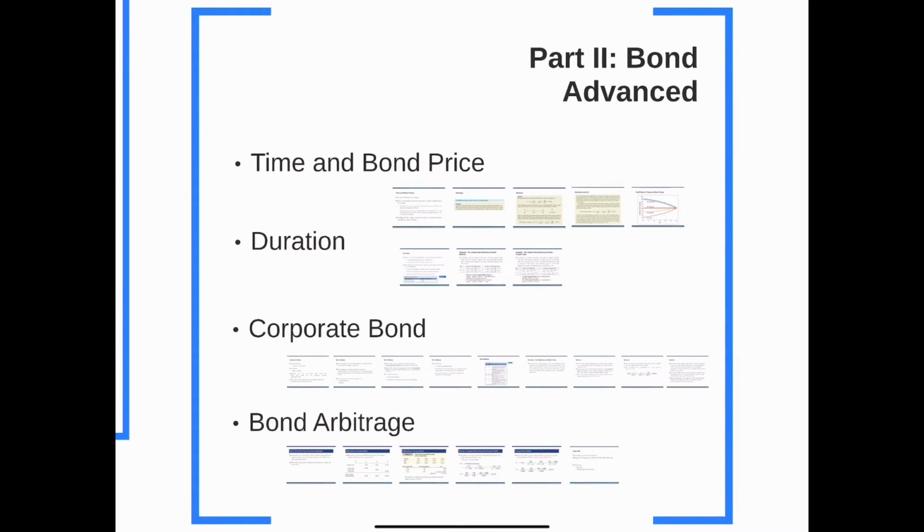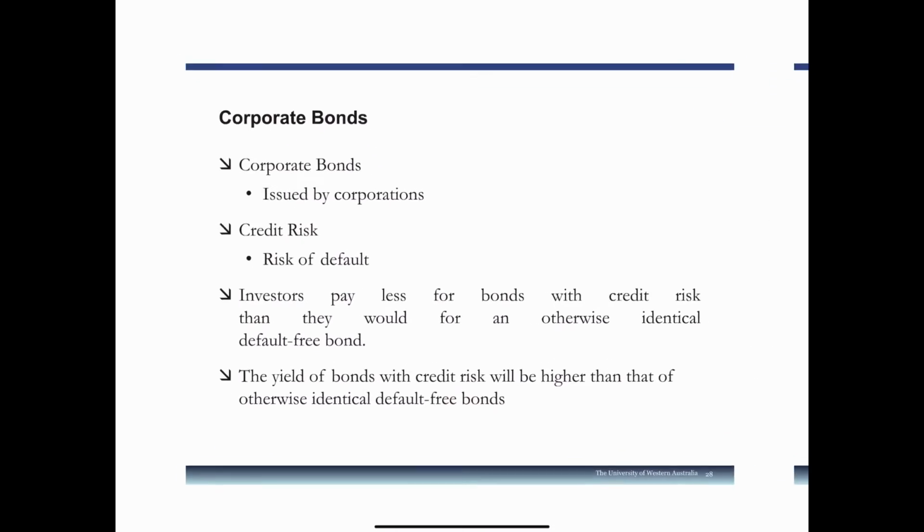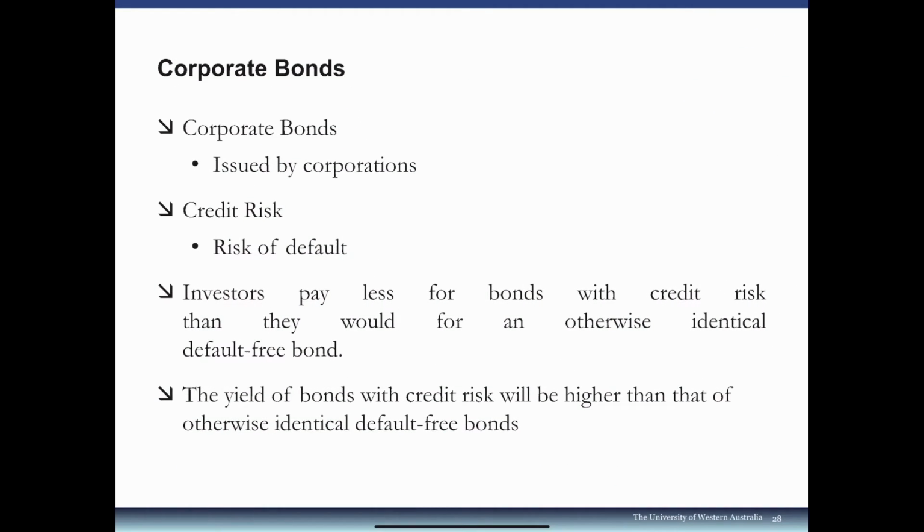Okay, so we got two more topics. The first one is corporate bond. The second one is bond arbitrage. So in corporate bonds, here corporate bonds are the ones issued by corporations.